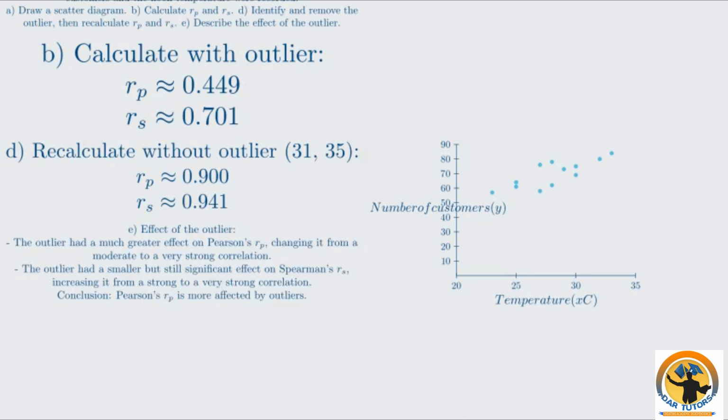To describe the effect, we compare the two sets of values. Pearson's r_p was much more affected by the outlier, increasing from 0.449 to 0.900. Spearman's Rs also increased, but by a smaller margin, from 0.701 to 0.941. This confirms our earlier observation that Pearson's coefficient is very sensitive to outliers, while Spearman's coefficient is more robust. This example reinforces the idea that when analyzing data, especially if outliers are suspected, it is good practice to calculate both coefficients and to always plot the data first.